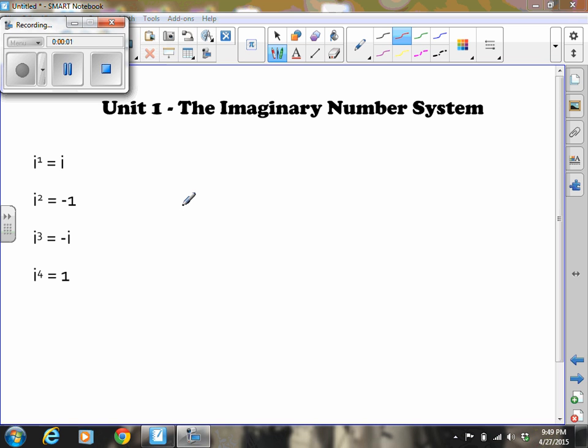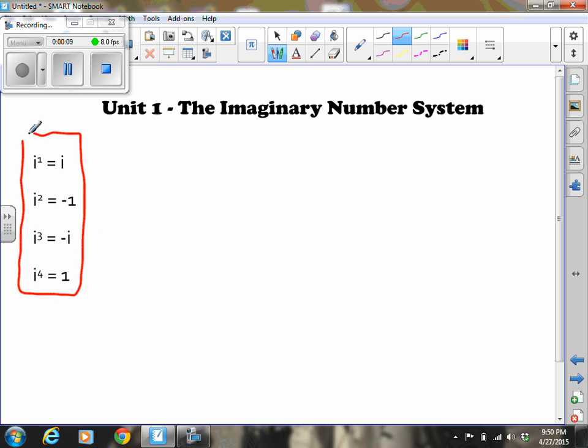Okay, now that we have derived these four basics of the imaginary number system, what this allows us to do is simplify i raised to any power. So let's say we were given the problem i to the 26th. We saw in that last video that these four answers, i, -1, -i, and 1, are going to continue to cycle through.